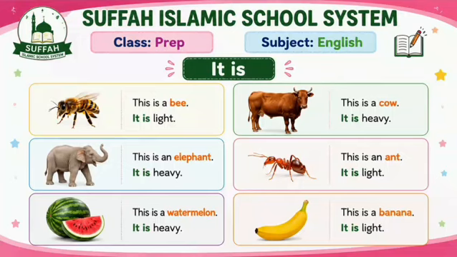This is an ant. It is light. So ant is light. Next is a banana. It is light. Today we have learned the use of it is. We use it is when we are going to tell about any object, animal, insect, fruit, vegetable.